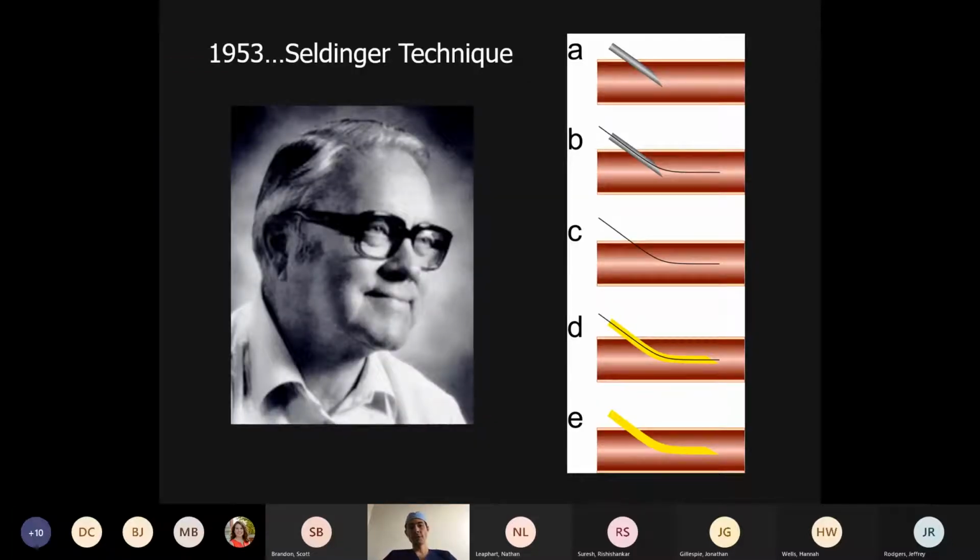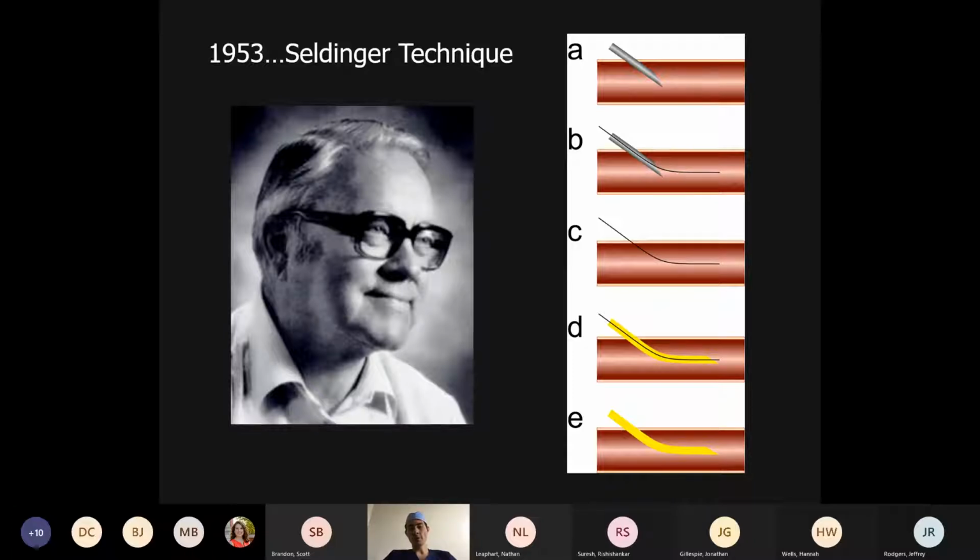But that changed back in 1953 when Dr. Seldinger came up with the Seldinger technique. And that was a big jump in the way things were done. So the Seldinger technique, for the ones that are not familiar, is using a guide wire to secure your access.